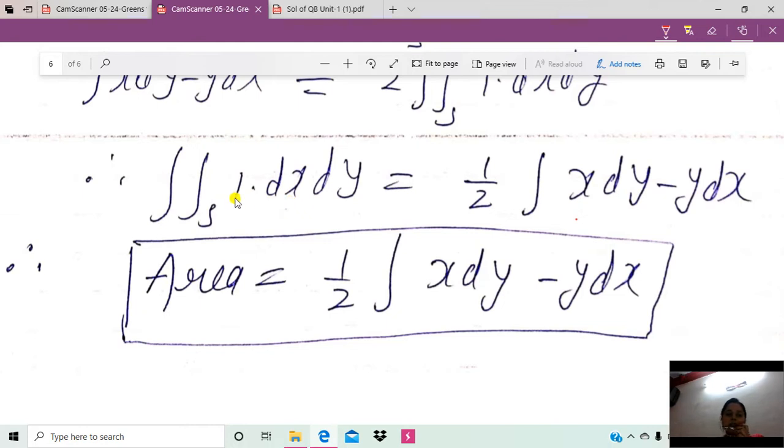Area of a surface is the double integration of 1 dx dy. Therefore we have shown, using Green's theorem, that the area is equal to half of the single integration of x dy minus y dx. This is an application of Green's theorem. Next we will solve some questions using line integration.